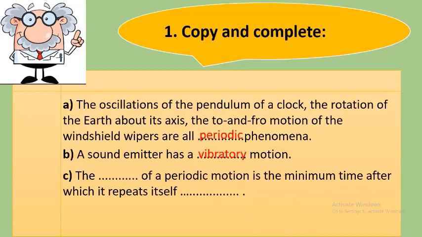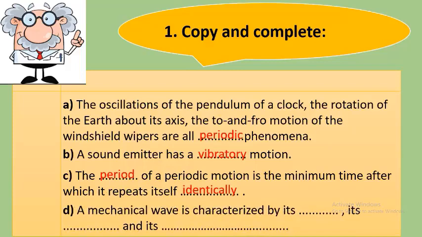The period of a periodic motion is the minimum time after which it repeats itself identically. A mechanical wave is characterized by its three things: its period, its amplitude, and its speed of propagation.